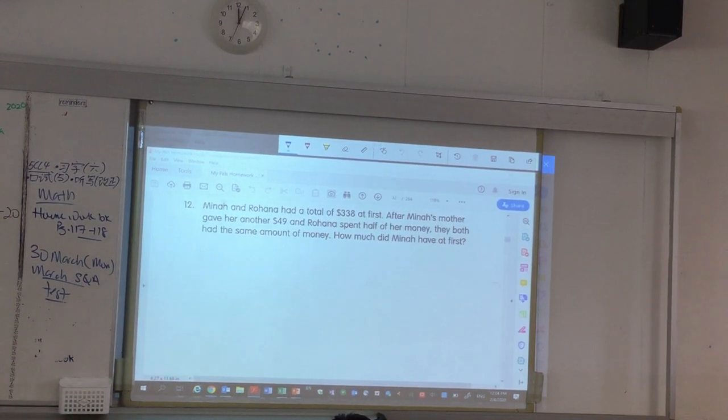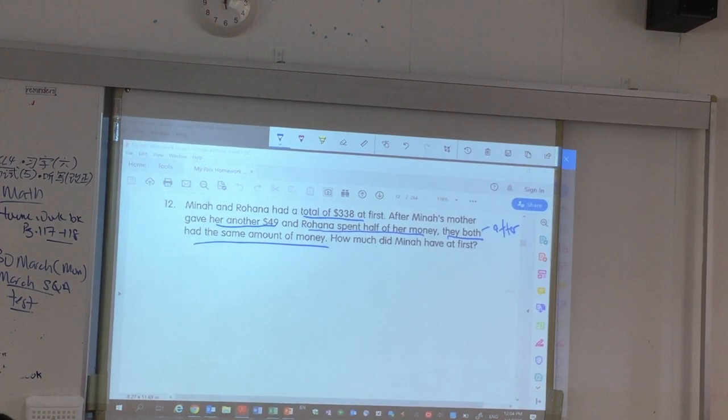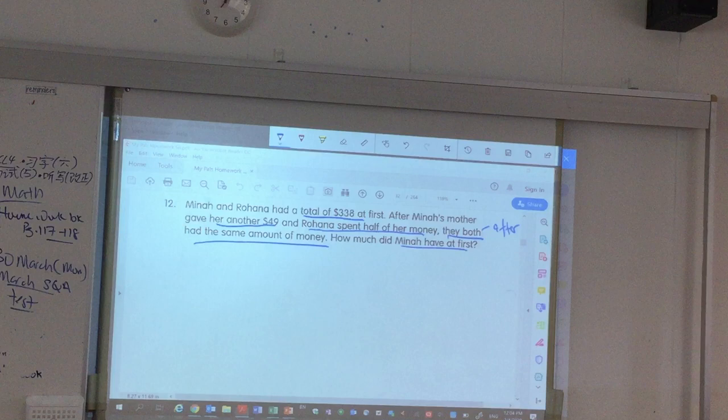Okay, let's look at some of the important information given to us. So first thing, Mina and Rohana have a total of $338 at first. The mother gave her another $49 and Rohana spent half of her money. Because of this, they had the same amount. That means this is my after. They had the same amount of money. Alright, so how much does Mina have first?